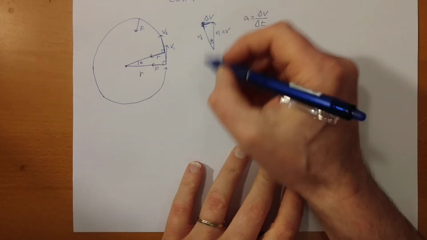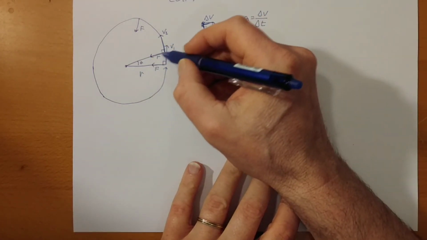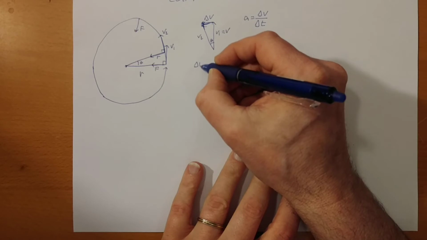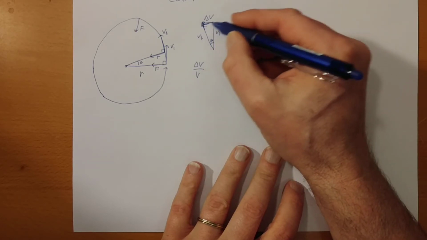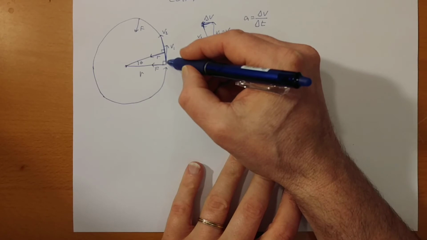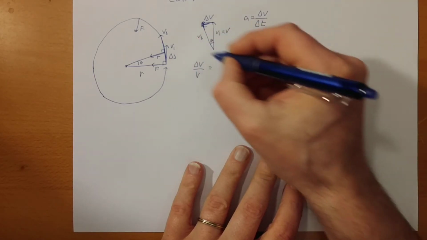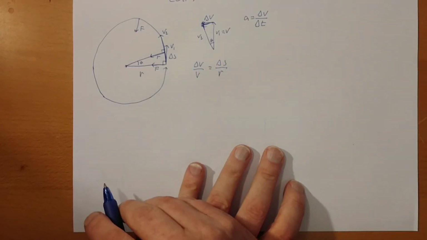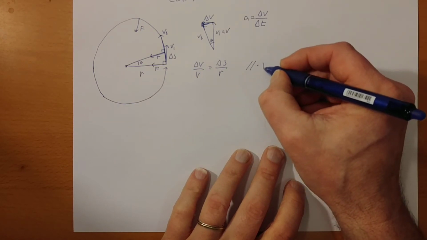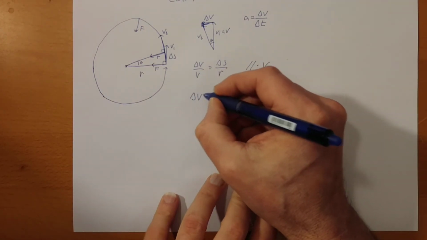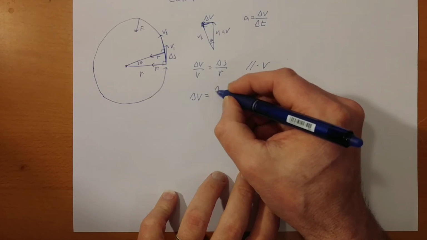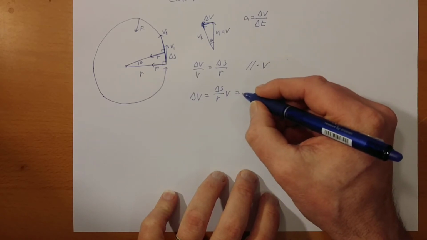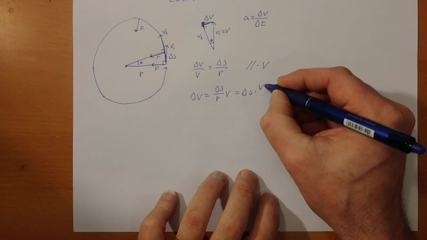Okay, so if we look at this, we can see that this triangle is similar to this. So that means that the change of velocity over the velocity, so this over that, must be equal to this length, which we call delta S, over r. We can now multiply both sides by v to get that the change of velocity equals delta S over r times v, and I will write that as delta S times v over r.